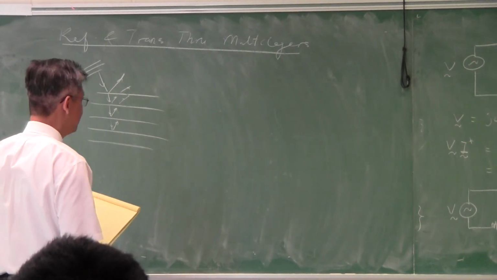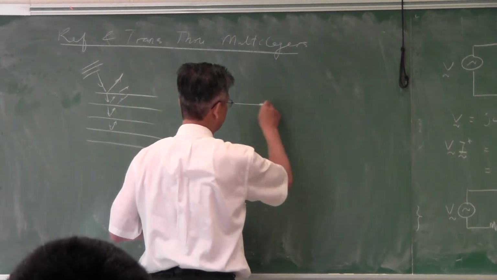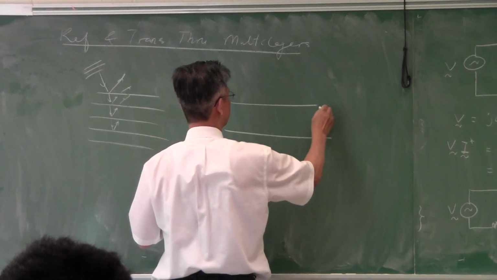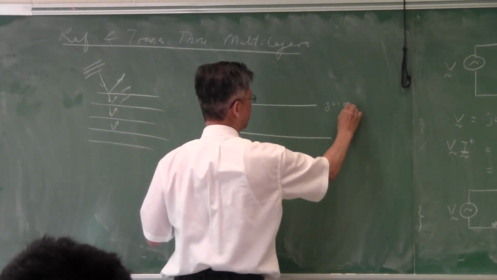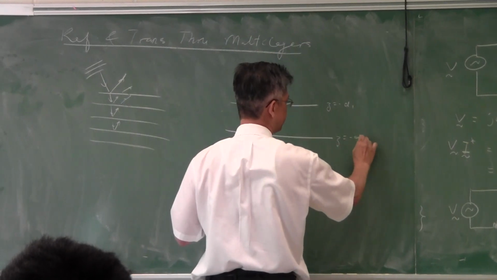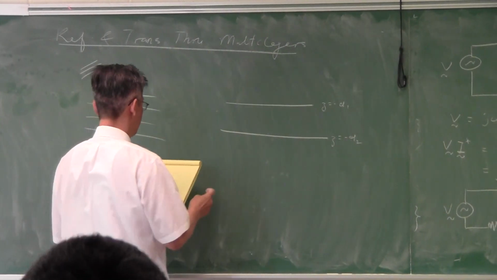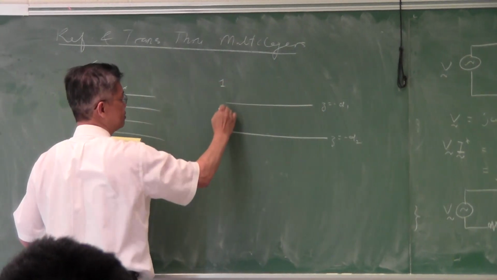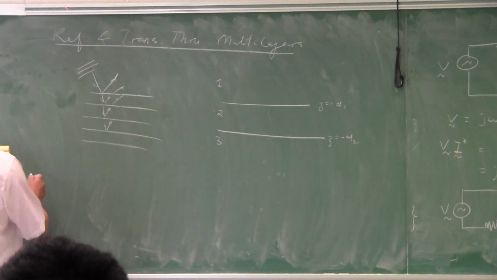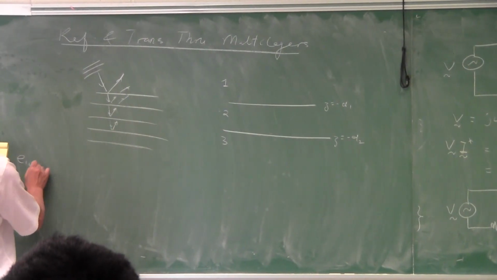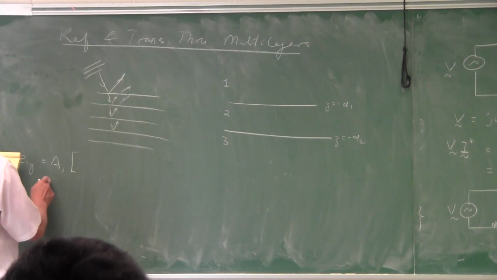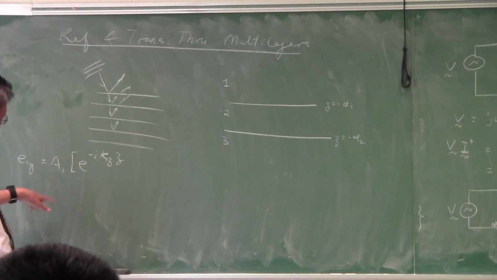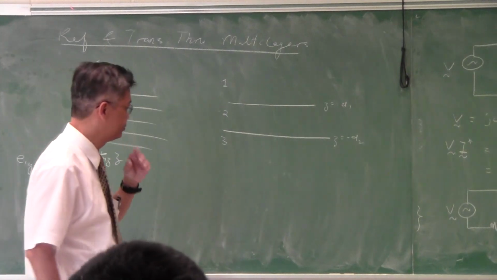I can do the simple case of a 2-layered medium or 3-layered medium, depending on how you call it. I can call this Z equal to minus D1, Z equal to minus D2. And then I can write down the solution in region 1. Let's call these regions 1, 2, and 3. I can write down the solution in region 1 first, as E1y is equal to A1. This represents the incident wave. I solve this as a 1D problem because all these problems can be reduced to 1D.